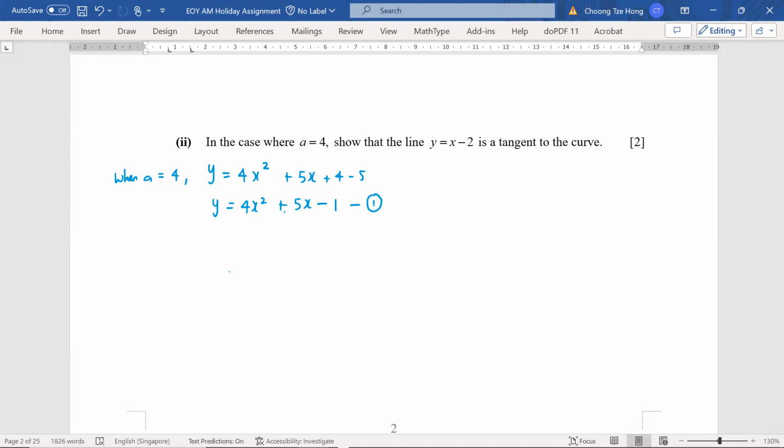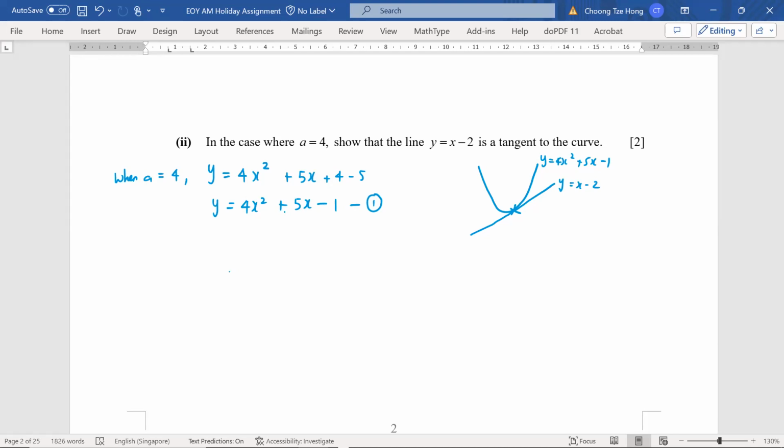Meaning that if I do a rough sketch, the line y equals x minus 2 will touch the curve at just 1 point. This is y equals x minus 2, and this is the curve. They want us to show that this is the case, that it will not cut at 2 points and it will not fail to meet at all.